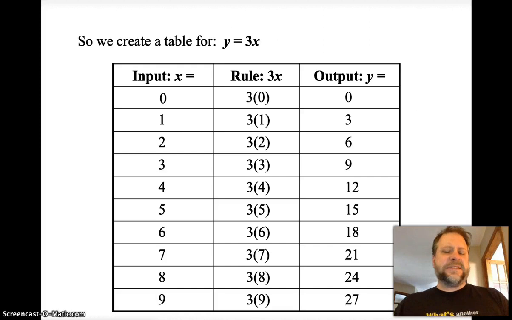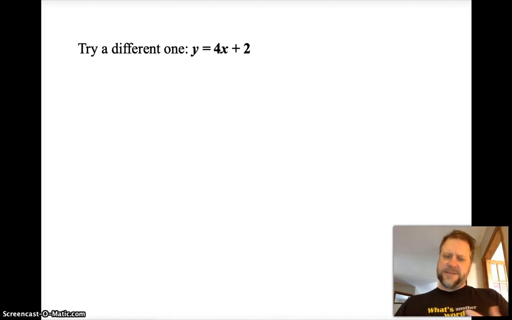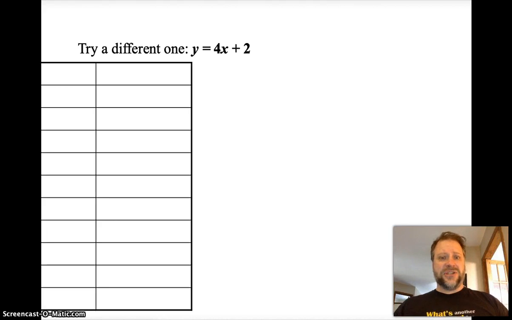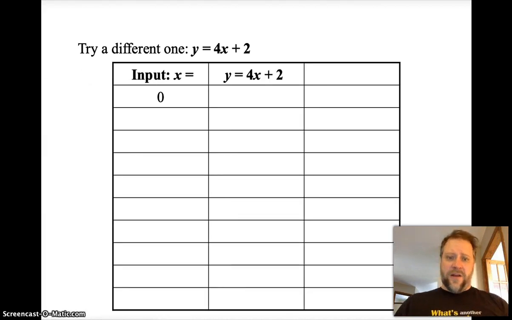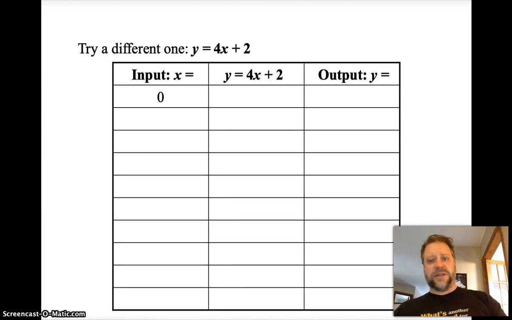Now, this is a pretty simple example. We also can have more complicated examples. In this case, we're going to have y, our output, is equal to 4x, that's 4 times our input, plus 2. So again, we're going to have our input x, there's our rule, 4x plus 2, or y equals 4x plus 2, excuse me, that's our function. And then our output is going to equal y.